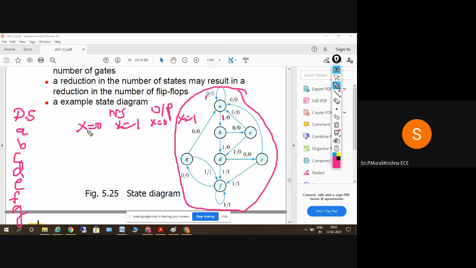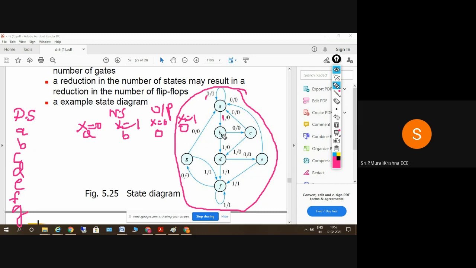So for A, when x is equal to 0, it will remain in the same state, that is A. If x is equal to 1, it will go to the next state, that is B. And the outputs in both cases are equal to 0, 0.